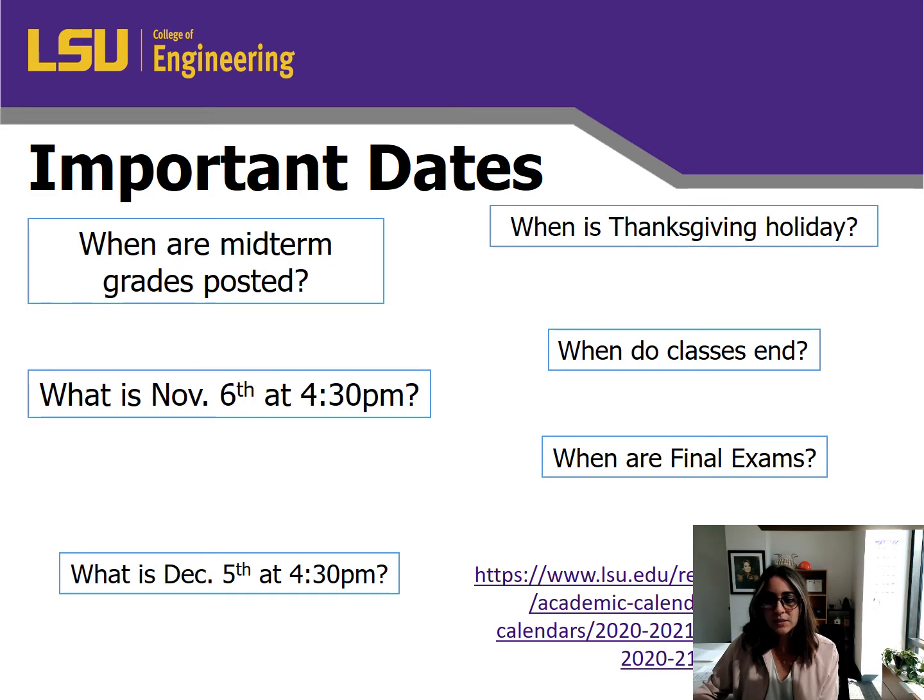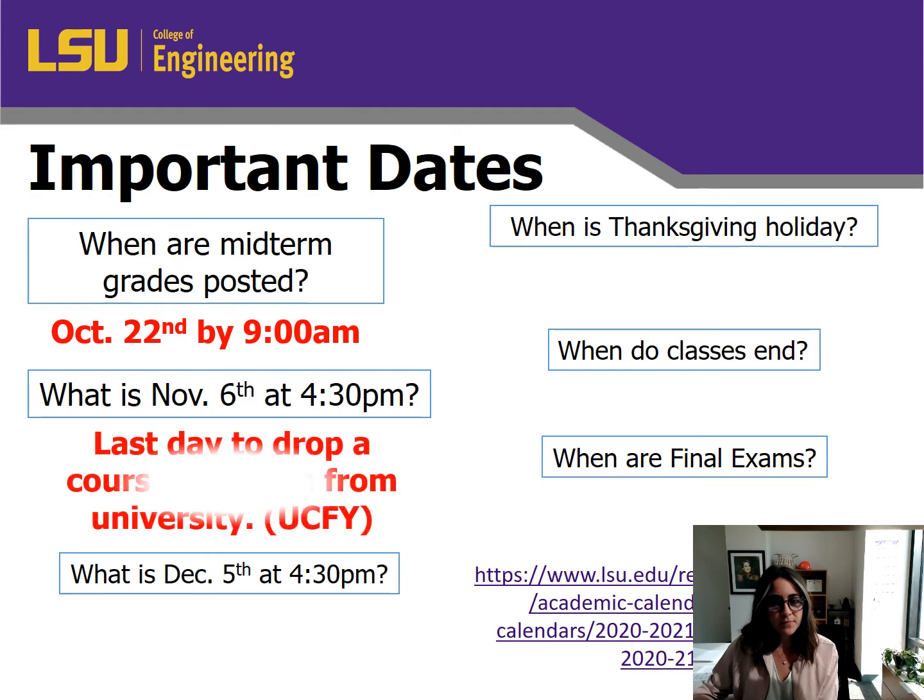These are just some important dates that you will want to remember. Midterm grades are going to be posted October 22nd by 9 a.m. November 6th at 4:30 p.m. is the last day to drop a course or resign from the university. I believe because of the hurricane, though, that was pushed back to November 9th. But double check the academic calendar. There's a link there at the bottom.